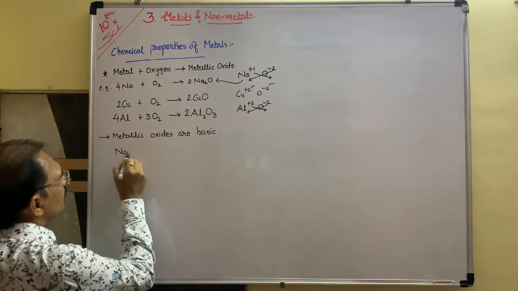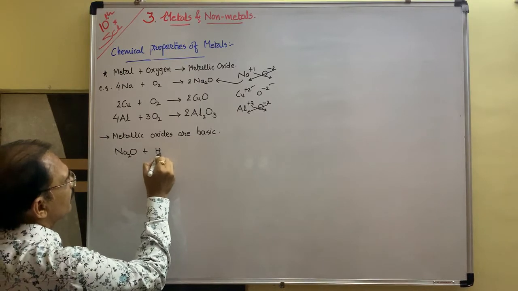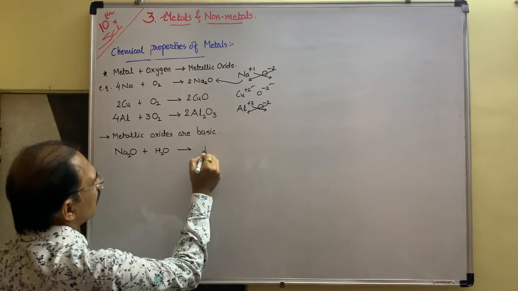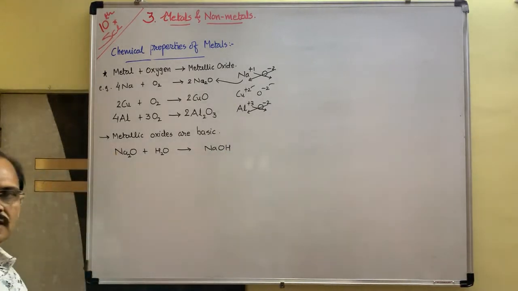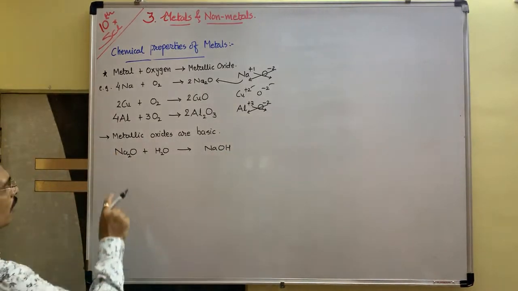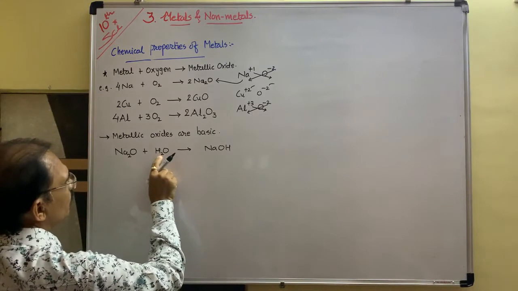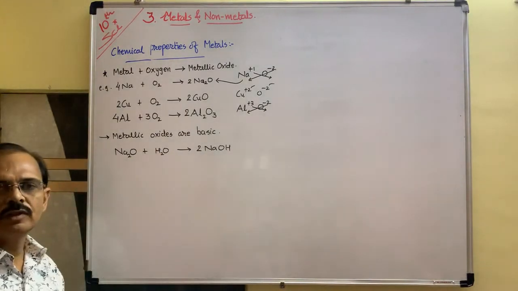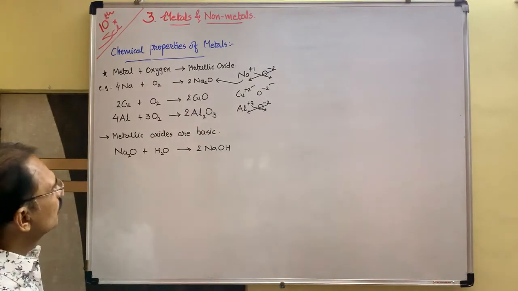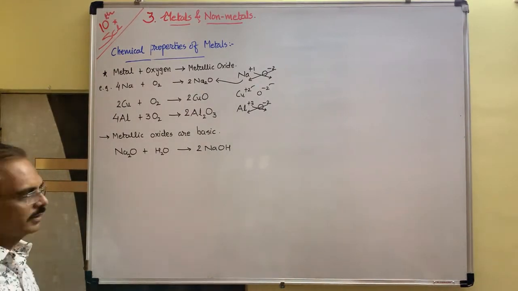Like sodium oxide Na2O plus water, it forms what? NaOH, sodium hydroxide. 2 sodium, 2 hydrogen and 2 oxygen, multiplied by 2. Now the equation will be balanced. So metallic oxides are basic oxide.